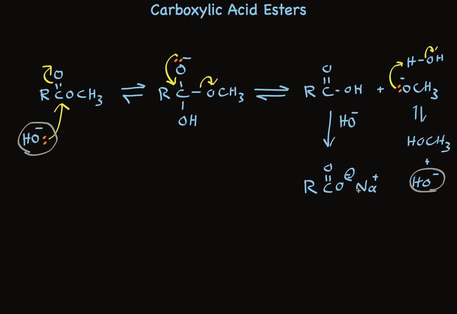If you want to make the carboxylic acid itself, in the end you use strong acid. The yields in this reaction are very, very high. The saponification reaction is used widely to turn esters into carboxylic acids. It's also used to make soaps.